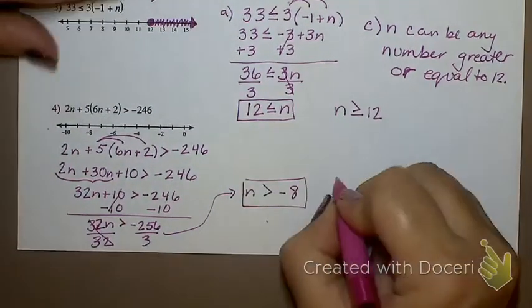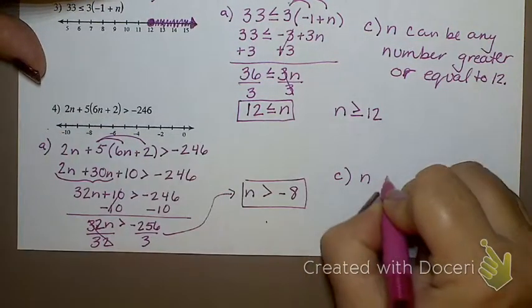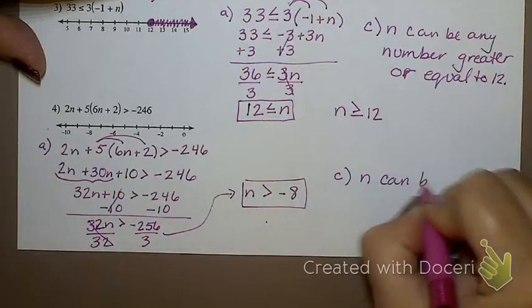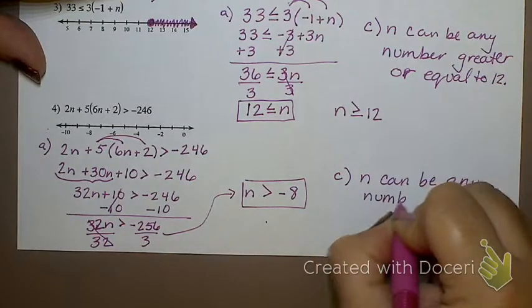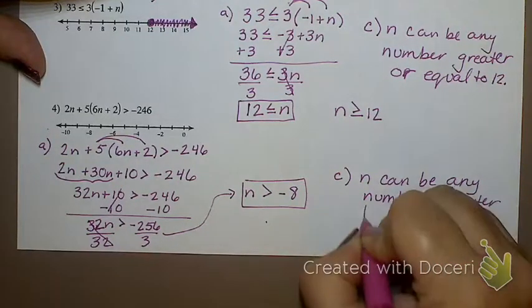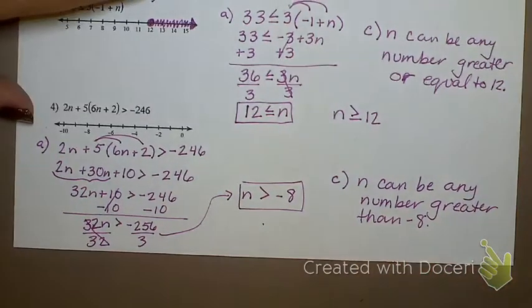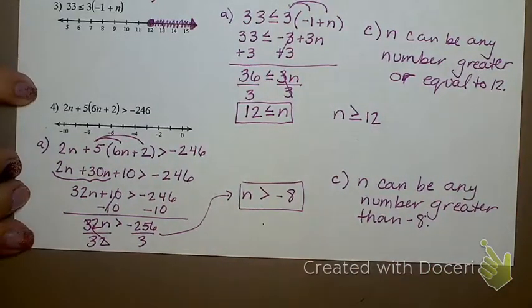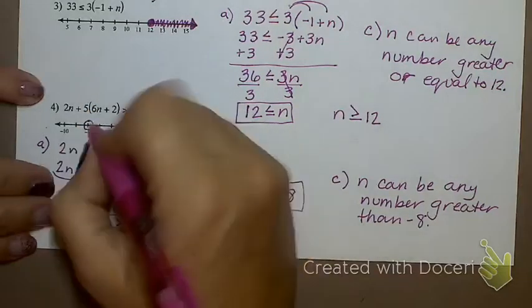In words, what is that? N can be any number greater than negative 8. So open or closed circle on negative 8? And what direction am I going to shade?